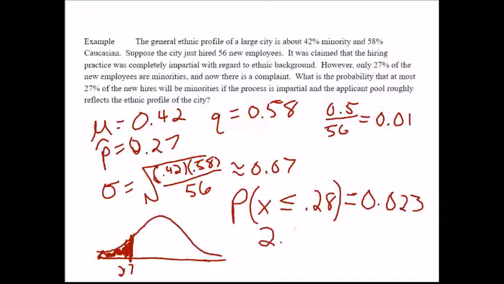So the chances of this happening are 2.3%. So what does that tell us? That given the statistics, it's unlikely that out of 56 employees, only 27% would be minority. So maybe it's not as impartial as they're claiming, or maybe there is a problem with the ethnic profile of the city. Maybe it's changed or something like that, but a 2.3% chance that only 27% get hired out of 56, given the ethnic profile, is pretty darn low. So something's wrong there. All right.